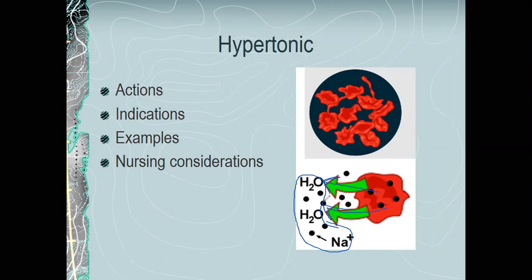So indications for use of a hypertonic solution is going to be to correct severe hyponatremia. So if you have severe low sodium levels, we'll use it to increase the sodium levels. It also can help to decrease intracranial pressure in patients with cerebral edema. If it has dextrose in it, we can use it to provide some calories. Let me go ahead and go over some examples real quick before we go over those nursing implications. So examples.